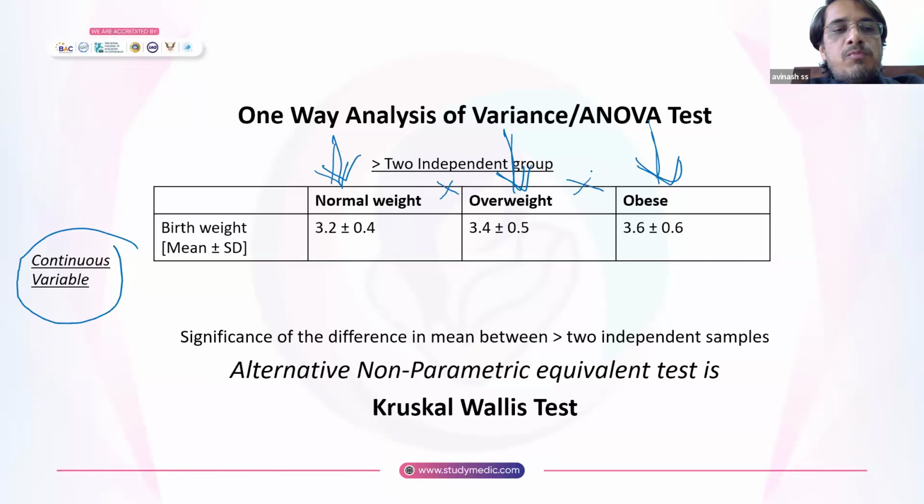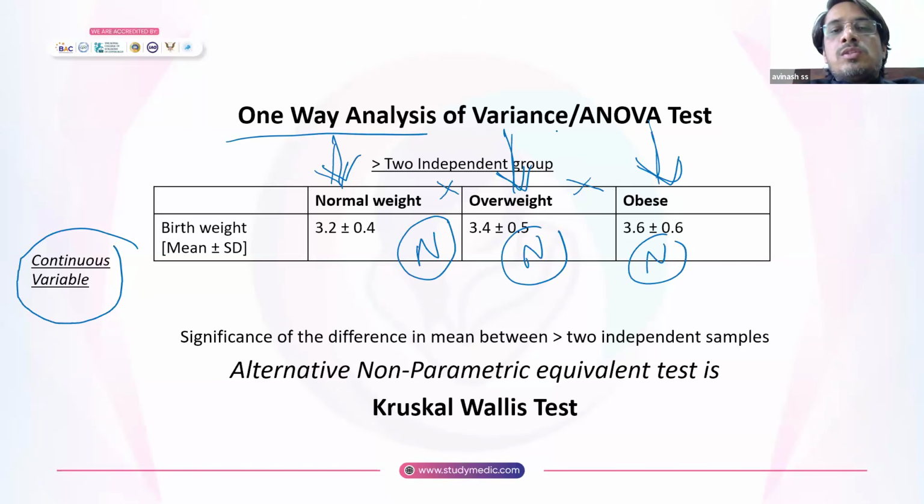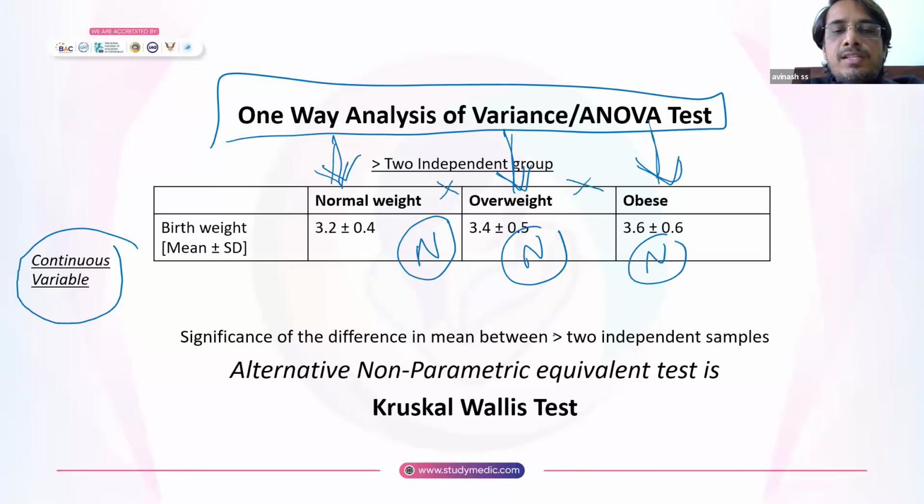In such a case, if you want to find out the significance of a difference in a continuous variable in more than two groups, then this is the extension of the t-test. T-test is two groups and here it is three groups. Okay, sorry, more than two groups. It can be anything. Then if it is normally distributed in all the groups, the parametric test used is the ANOVA. If it is not, then the alternative non-parametric equivalent is the Kruskal-Wallis test.